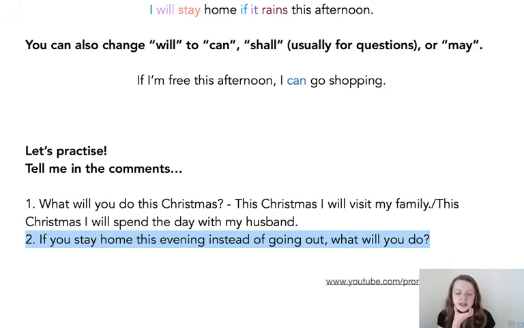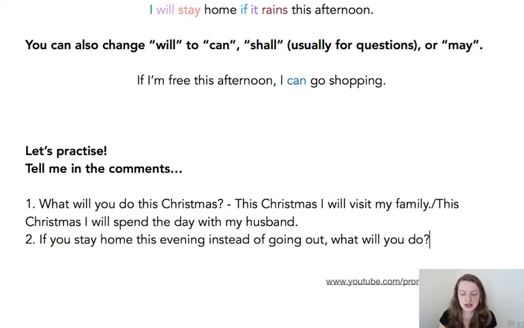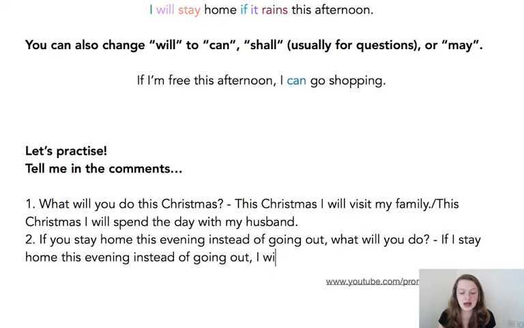If you stay home this evening instead of going out, what will you do? For example, an answer in full. If I stay, not stayed, we're going into second conditional there. If I stay home this evening instead of going out, I will, let's see, I will, I don't know, watch a film, okay? Or a TV series, whatever. Something like that. Something exciting.